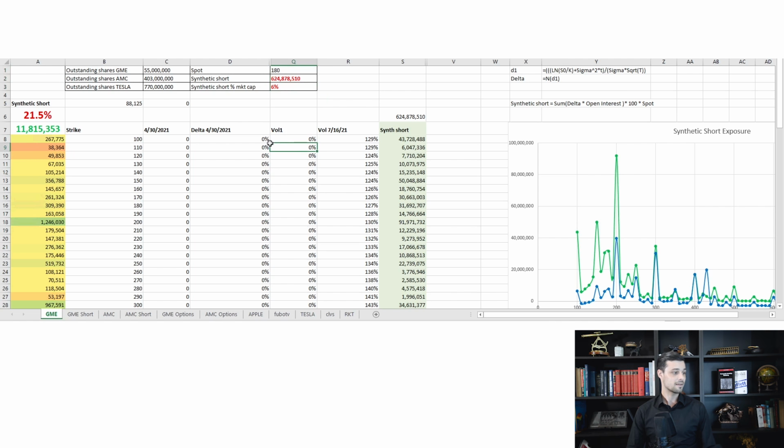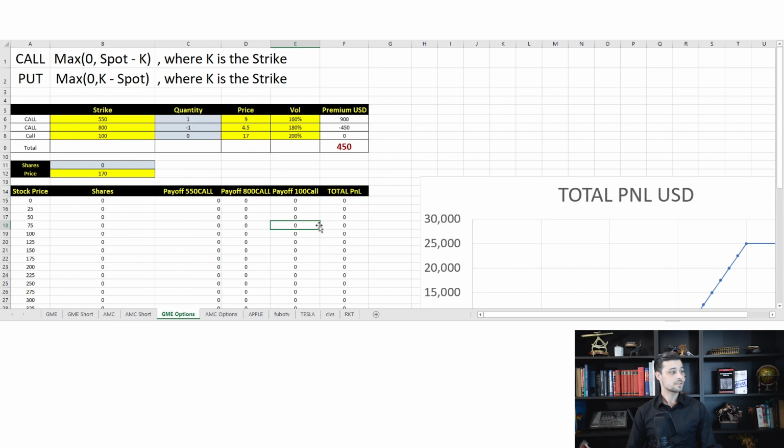This is the delta. Now, my target is 800. I'm not saying it's the maximum we're going to see on GameStop. I'm just telling you that this is a reasonable target that I think might happen. So I'm going to show you guys some cool option strategies that you can use.